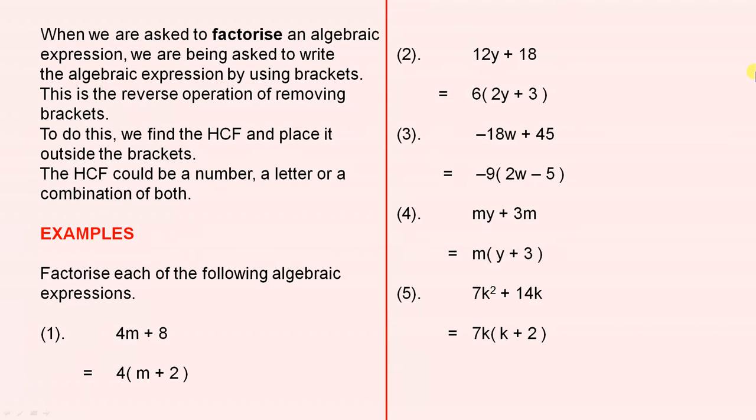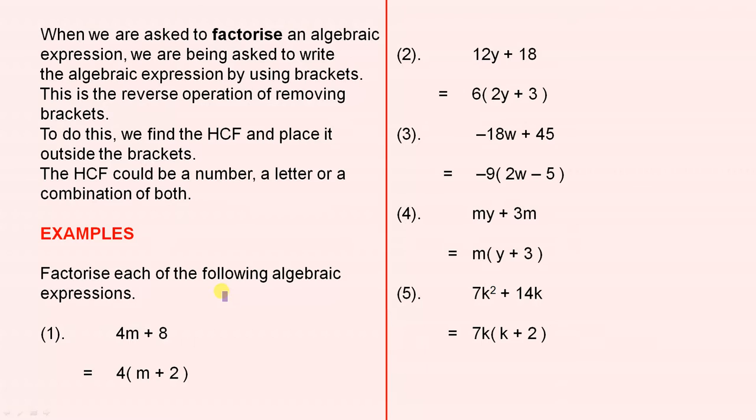To do this, we find the HCF and place it outside the brackets. The HCF could be a number, a letter, or a combination of both. Now, if we remember from a previous lesson, the HCF is the highest common factor. So let's see how we do these examples.